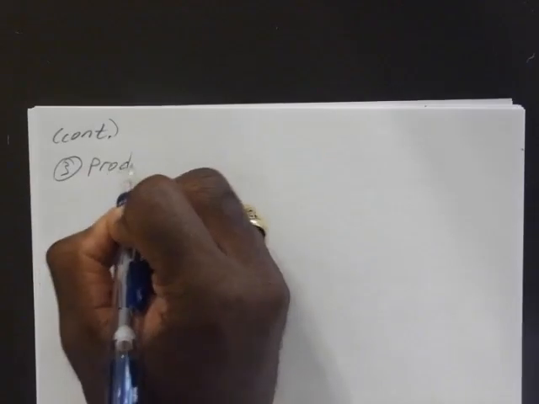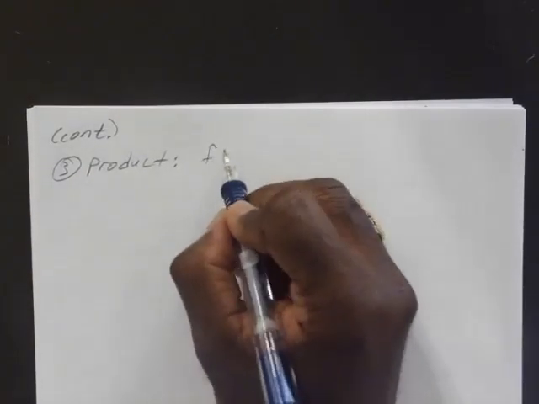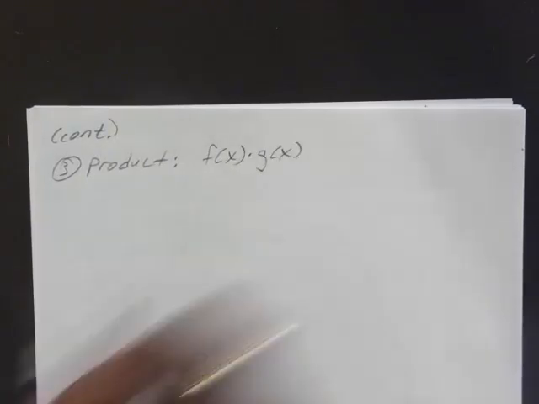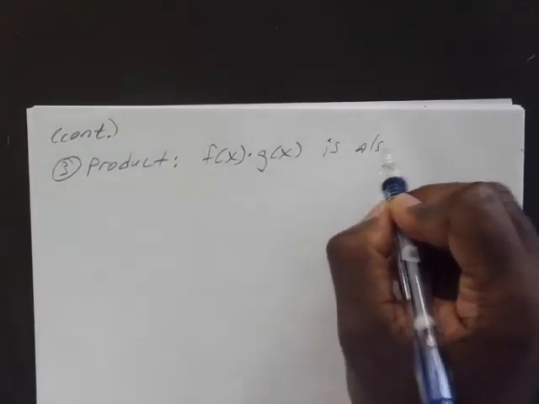Okay, now the product of two continuous functions. So if you have function f of x and multiply it by function g of x, that is also continuous.